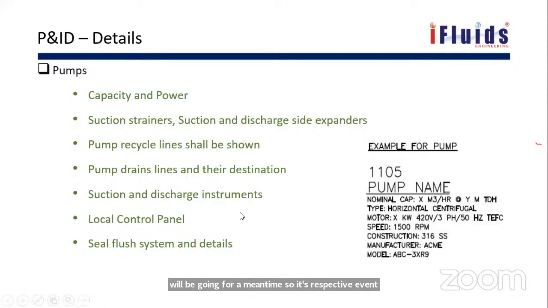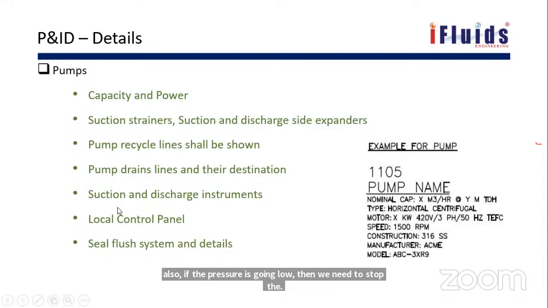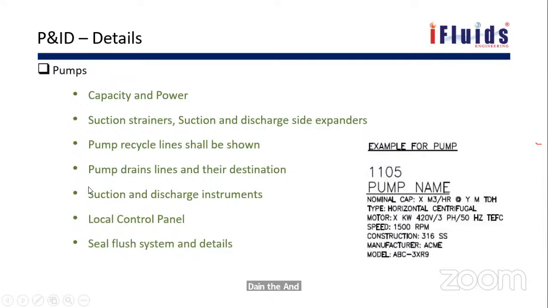And then the instruments for the operation of the pump, and then the safeguarding. Like, at the pump discharge there will be a pressure transmitter. If the pressure is going high, then it will stop the pump, and beyond that there will be a relief mechanical device. So all those things will be captured. And in the suction also, if the pressure is going low, then we need to stop the pump, saying that there is no liquid, or it is indicating some other condition, like the suction strainer is choked. And then the local control panel, like an on-off system, will be there for the pump. So those things will be captured in the P&ID.